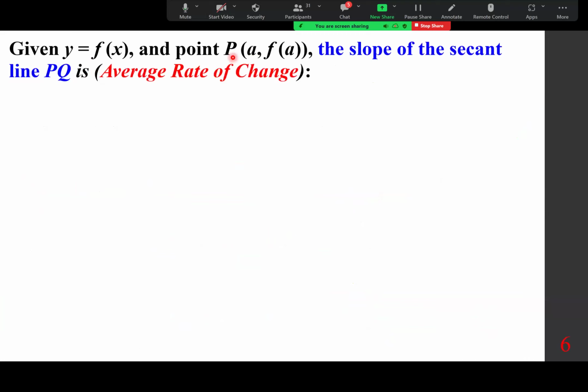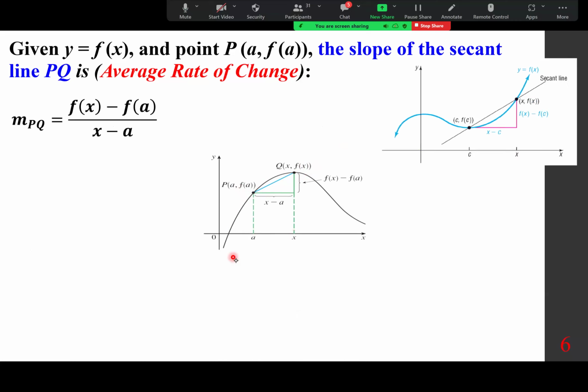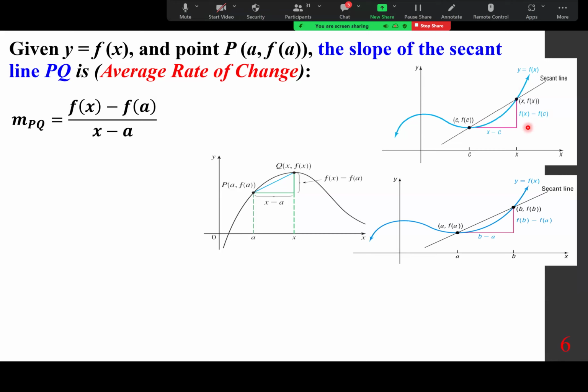Given y equals f of x and point P with coordinates a and f of a, the slope of a secant line PQ is the average rate of change. With this formula, basically you're finding the slope of this line. 2 points of a curve when they're connected, it's a secant line. f of x minus f of a over x minus a. y's over run. f of b minus f of a over b minus a.